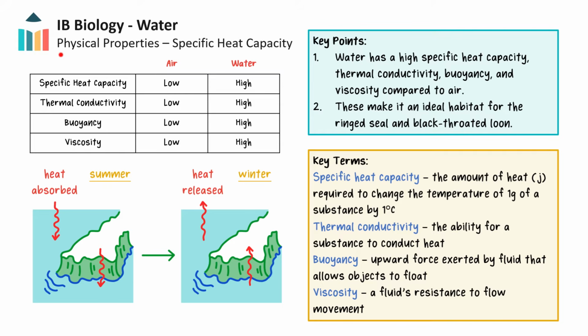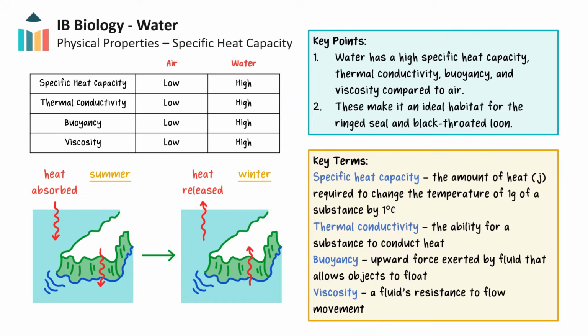Water has physical properties too. Aquatic habitats like marine environments benefit from several of these physical properties. Let's take, for example, the habitat of the Arctic Sea. The ringed seal lives within the water, whereas the black-throated loon lives in the coastal environment. Four physical properties of water that impact this habitat are its specific heat capacity, thermal conductivity, buoyancy, and viscosity.